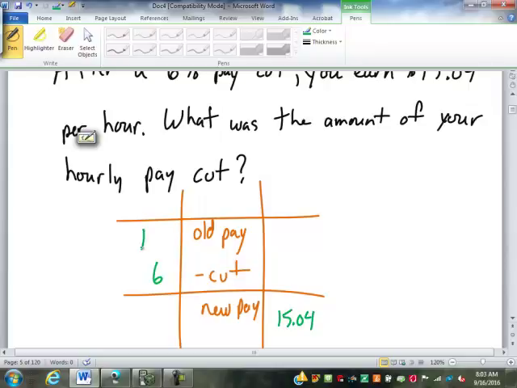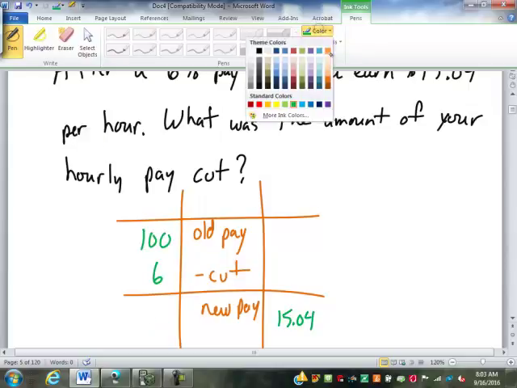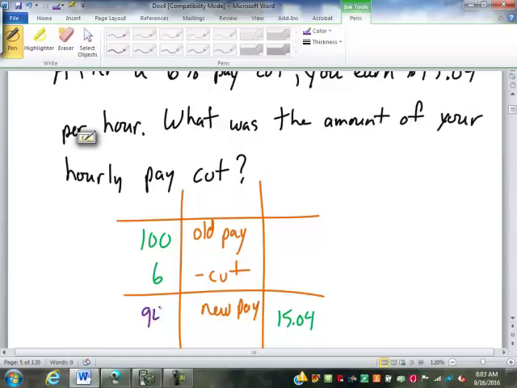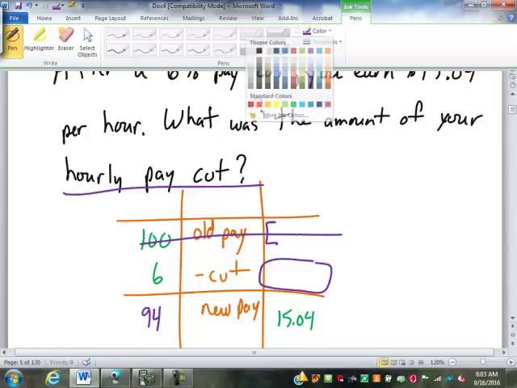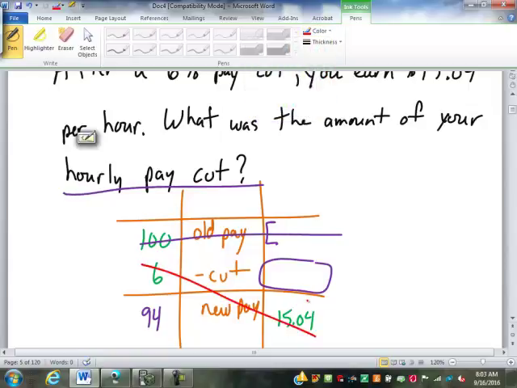6% cut, old percent was 100%, your old pay. So you're going to subtract, 94% is your new pay. Are we looking for the amount of the old pay? No, we're looking for how much is the cut. We're looking for this amount. So 6 times 15.04 divided by 94 is 96 cents.